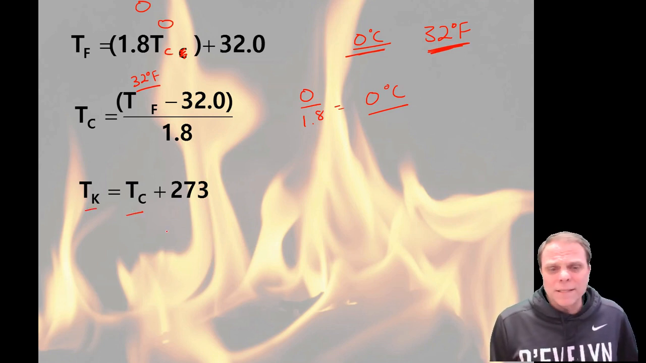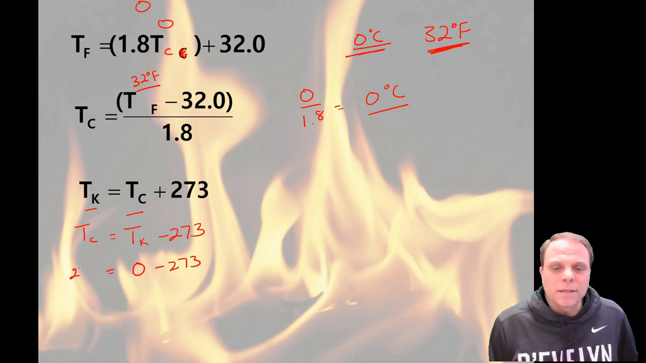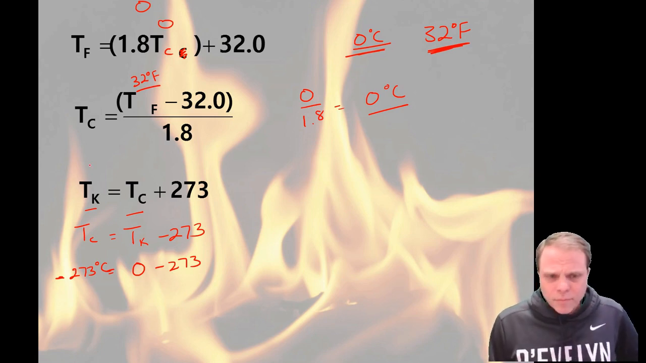Now, between Celsius and Kelvin, it's really easy. If you have Celsius, add 273. If you have Kelvin, then you subtract 273 to get your degrees Celsius. Again, you want to double check that. What's 0 Kelvin? That's absolute 0. We're going to talk about that in a second. Minus 273, then my Celsius is negative 273 degrees Celsius. Okay, so that's that formula.